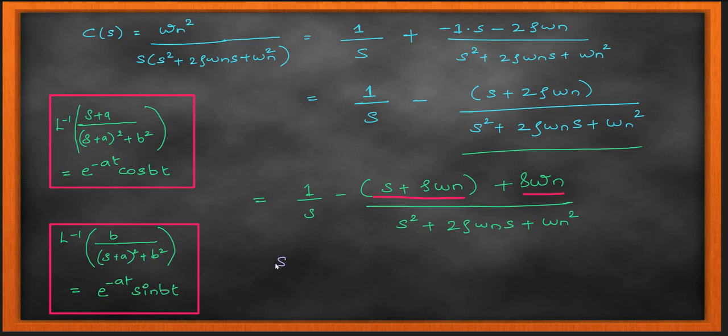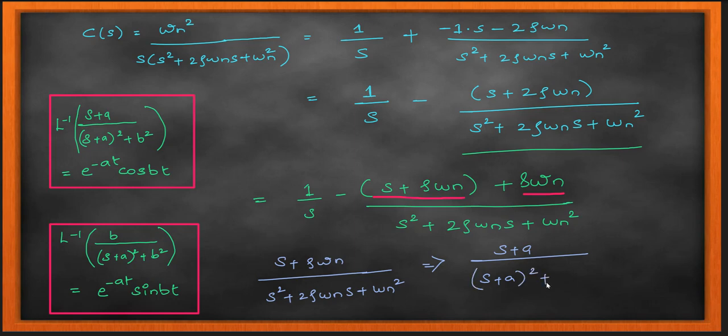So I start with this, where I take my s plus 2 zeta omega n, and then I split them into s plus zeta omega n and plus omega n. So when I do this, then I'll write these fractions separately. Then I'm going to get something like this. This is the first part of the fraction, which is s plus zeta omega n divided by s square plus 2 zeta omega n s plus omega n square.